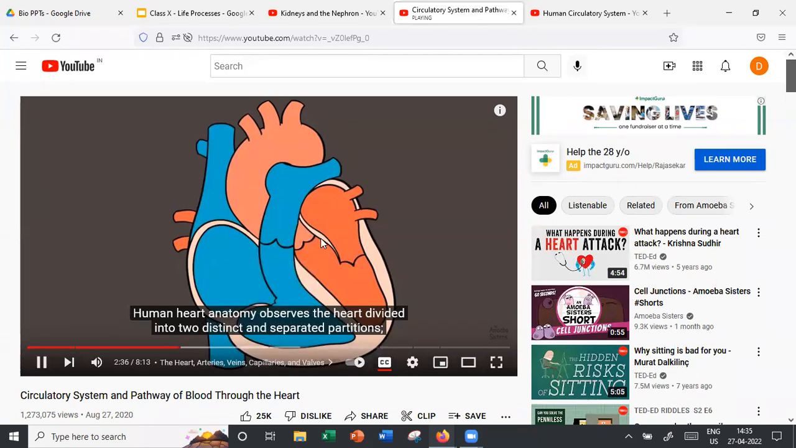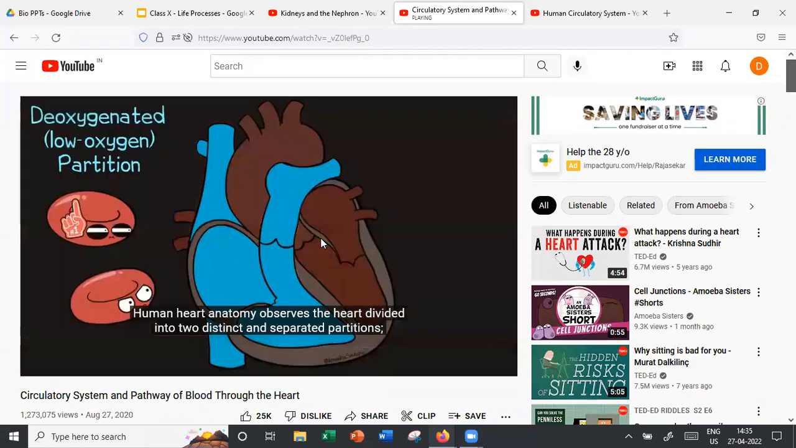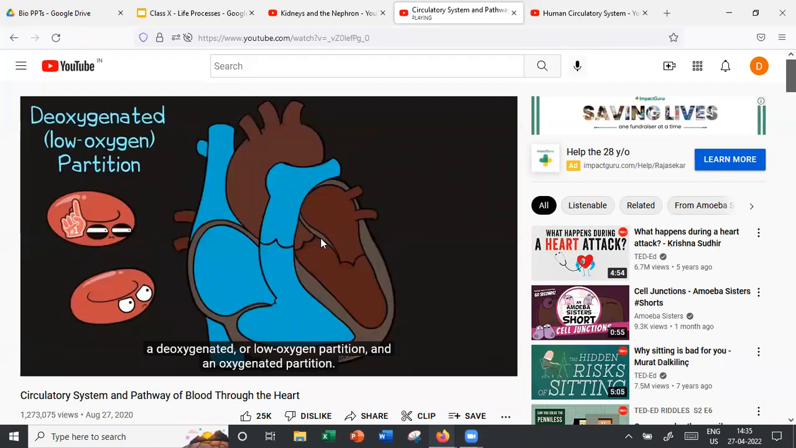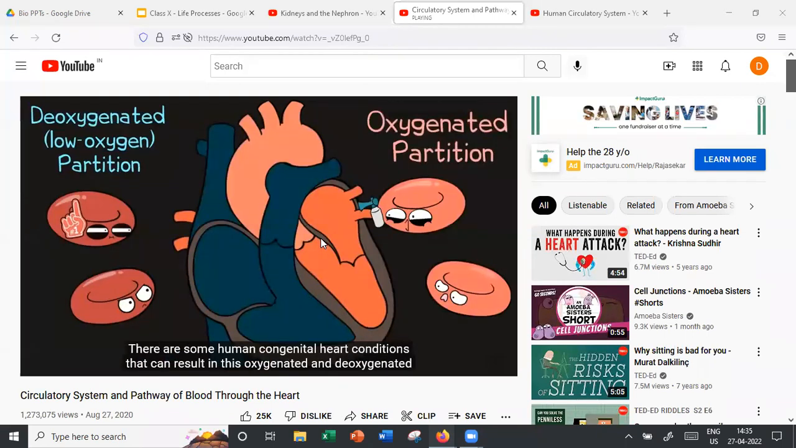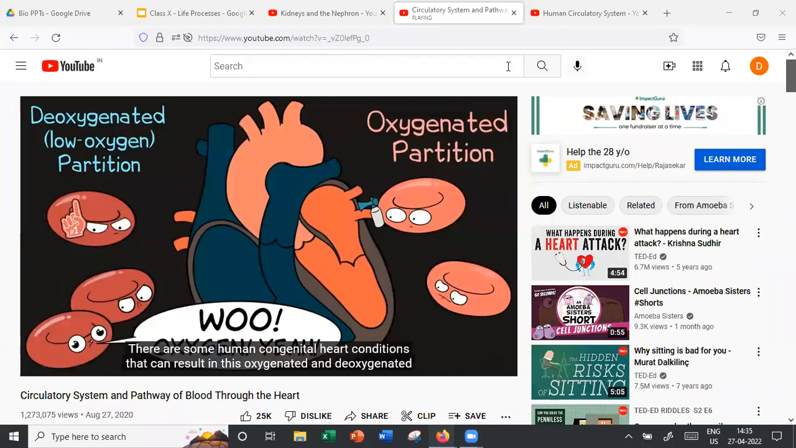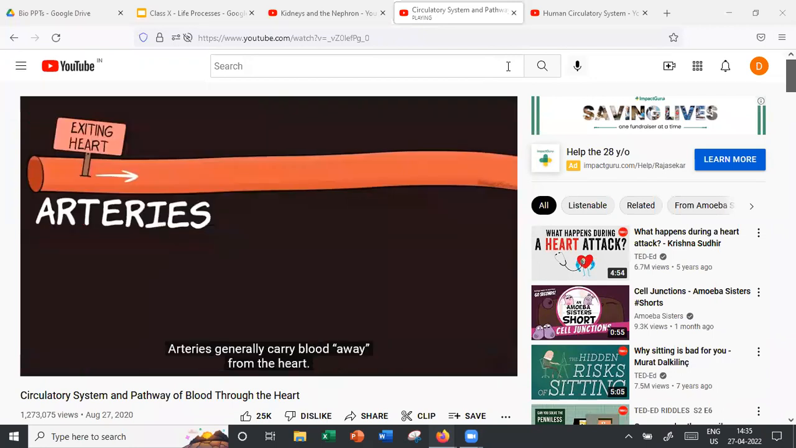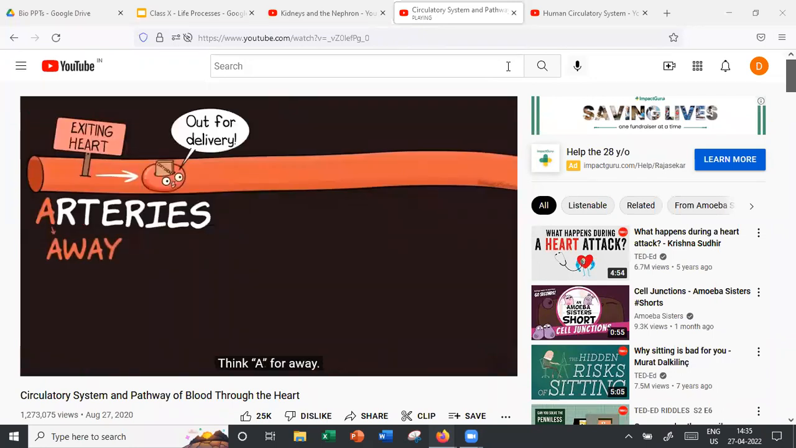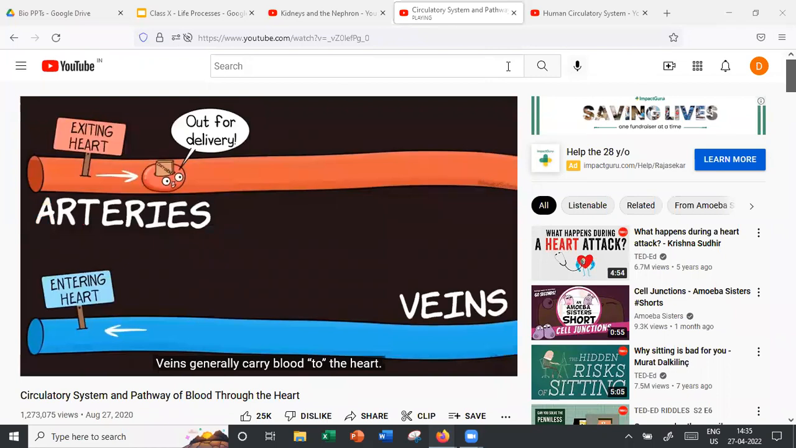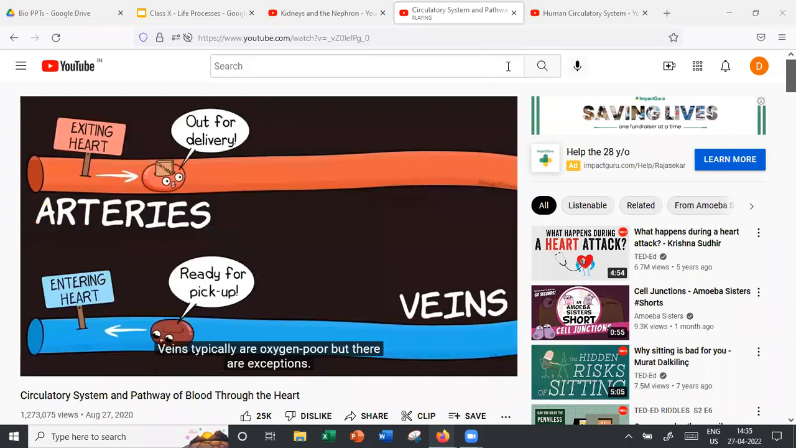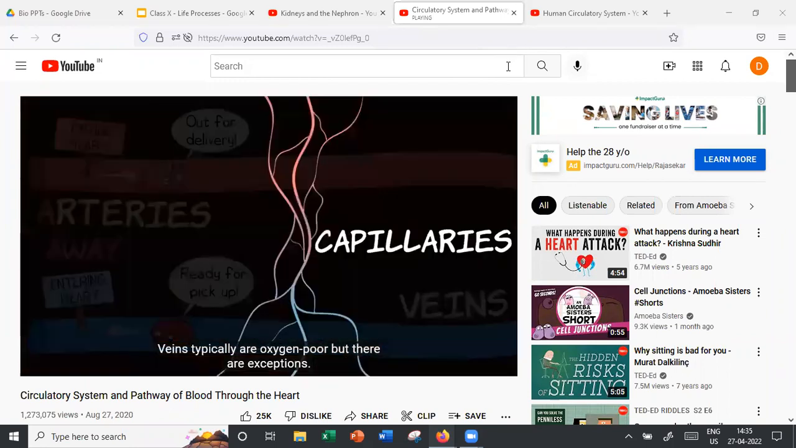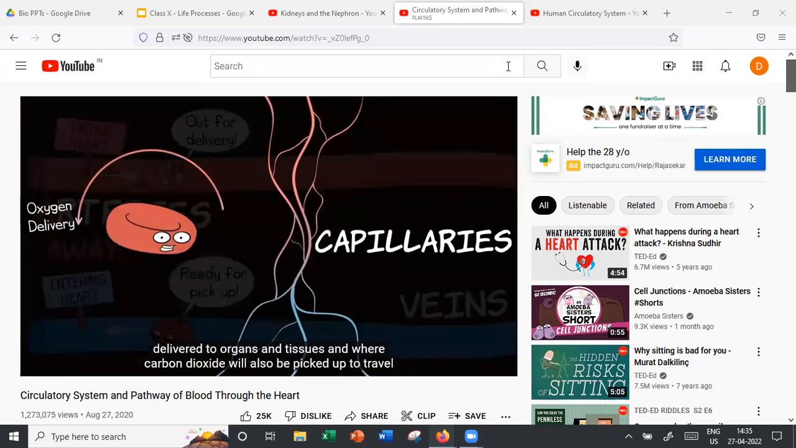Human heart anatomy observes the heart divided into two distinct and separated partitions, a deoxygenated or low oxygen partition and an oxygenated partition. There are some human congenital heart conditions that can result in this oxygenated and deoxygenated blood mixing, however. More on that at the end. Arteries carry blood away from the heart. Think A for away. Arteries are typically oxygen-rich, but there are exceptions. Veins generally carry blood to the heart. Veins typically are oxygen poor, but there are exceptions. Capillaries are small blood vessels, and it is at the capillary level where oxygen is delivered to organs and tissues and where carbon dioxide will be picked up to travel back to the lungs.